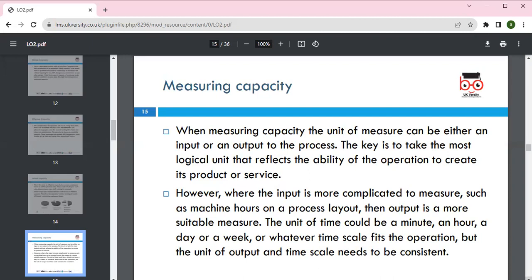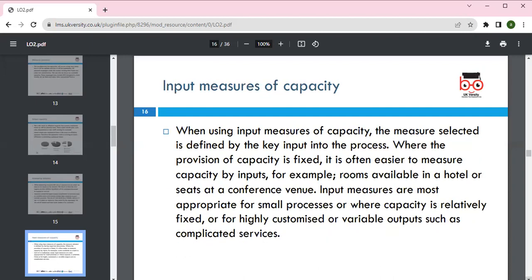The key is the logical reflection of the ability of the operation to create the product, and how these inputs can be scaled to fit the operation, and what the unit output will be. Inputs mean any resource which you use to make that good before the process starts. So the measures of the capacity and the resource selected define the input into processes.